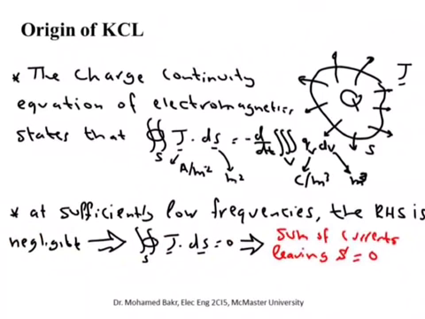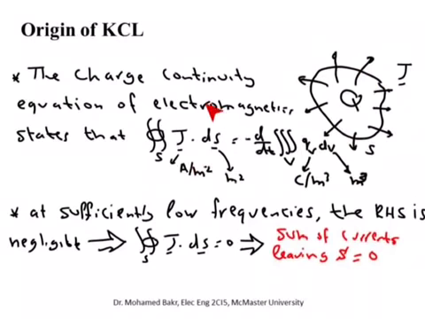So where does KCL come from? Actually, KCL comes from electromagnetics. There is something called the conservation of charge. You say if you build a certain closed surface like this one, there is some charge inside. If this charge starts to leave the surface, then it's causing current. But when this current takes place, then the charge inside is going to be decreasing. And this is what this law is saying.